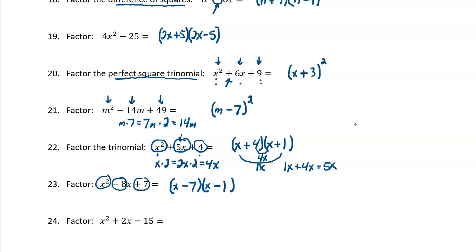Number 24, this is a trinomial, so it factors with the double set of parentheses. X times x makes x squared. Positive 5 times negative 3 makes negative 15. And 5 plus negative 3 adds up to positive 2.